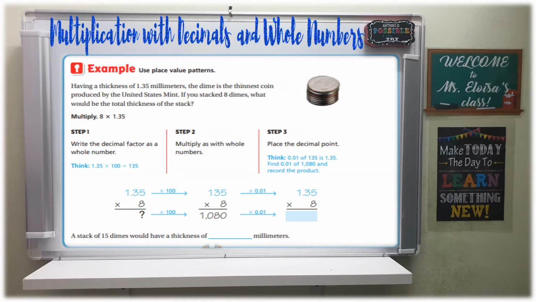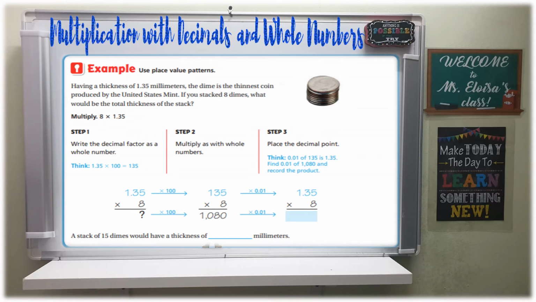First, write the decimal factor as a whole number. So 1.35 will be 135. Think that we multiply it by 100. Step 2, multiply as with whole numbers. So we have 135 times 8.